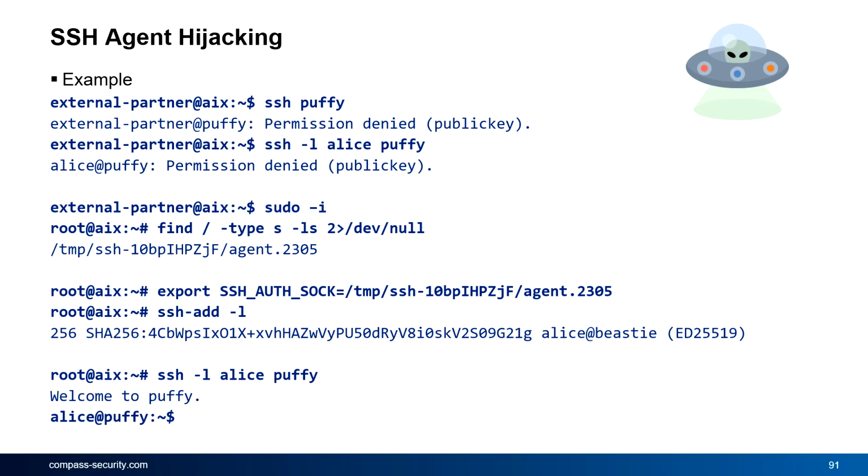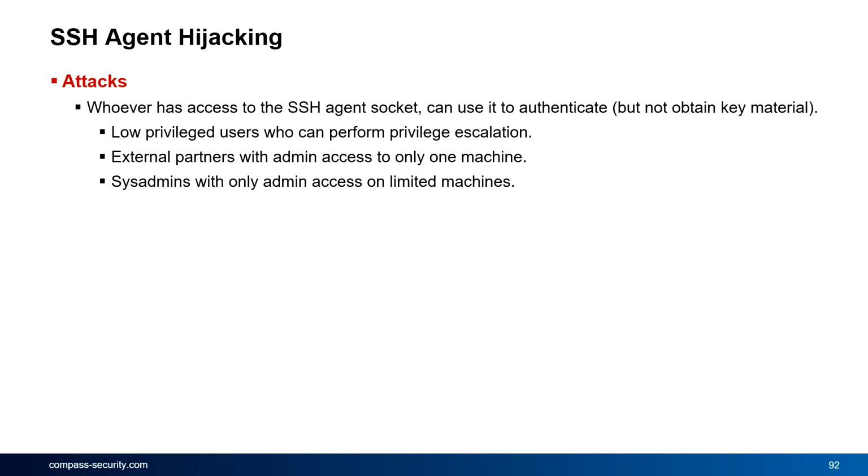Now, with the environment variable set to this socket, SSH automatically sees this and uses the agent for authentication, and this external partner user can directly access this remote host with the permission of Alice, because Alice has the permission to log in on Puffy in this case. So to summarize, this means whoever has access to an SSH agent socket can also use it for authentication. So it's not possible to obtain the key material and get the private key in clear text, but it's possible to use the private key.